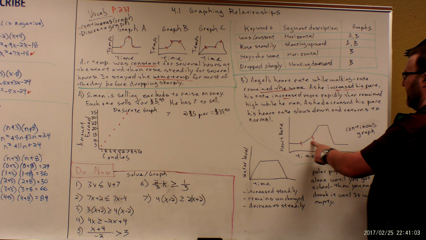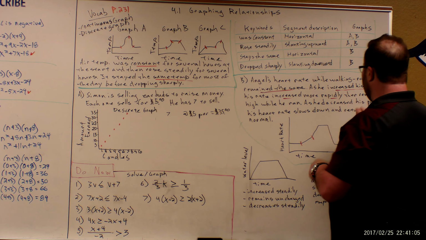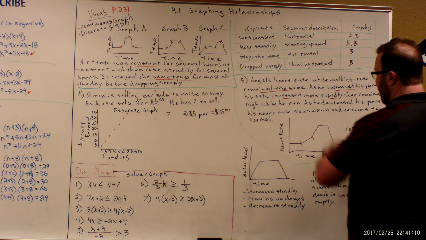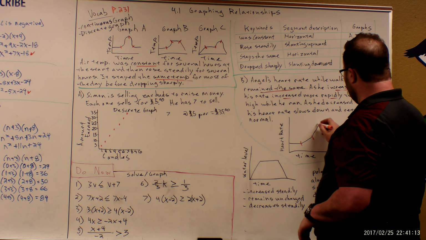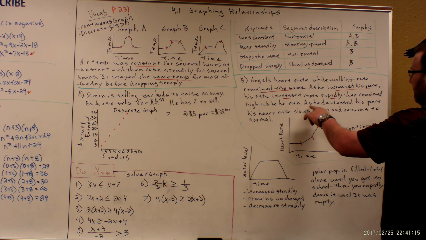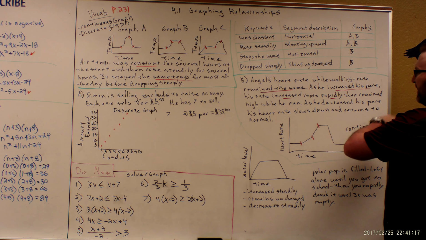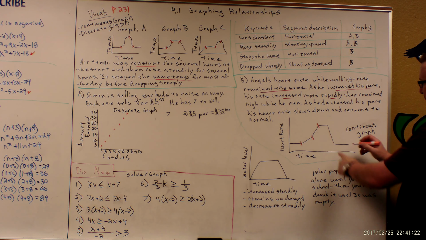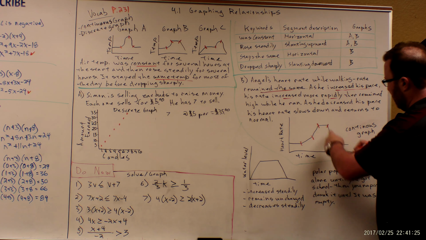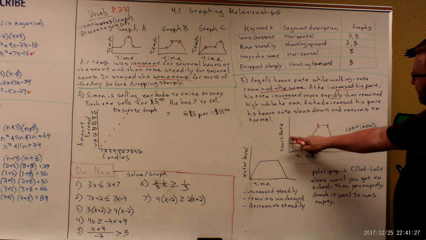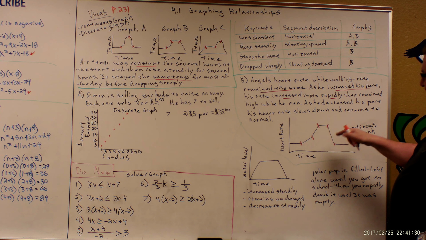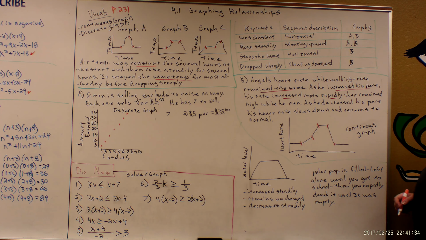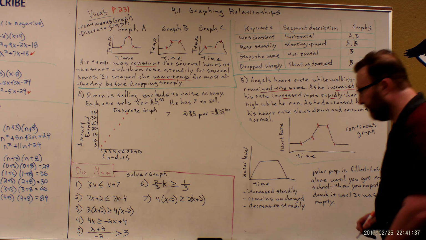So there's our second segment. And then it increased more rapidly, which means it's going to go up at a steeper, faster rate. Remained high while she ran, so from right there. And then he decreased his pace, so his heart rate slowed down and returned to normal. So this part being normal, this running, and that descending. So each one of these is a segment description, and the words tie into what is happening in the graph. And then once again, this one is a continuous graph.